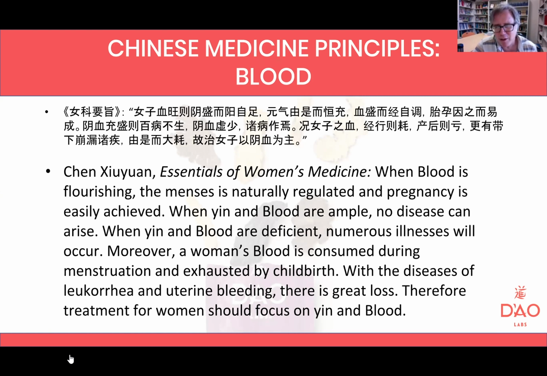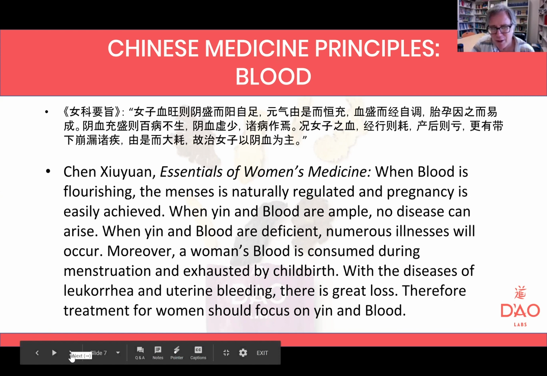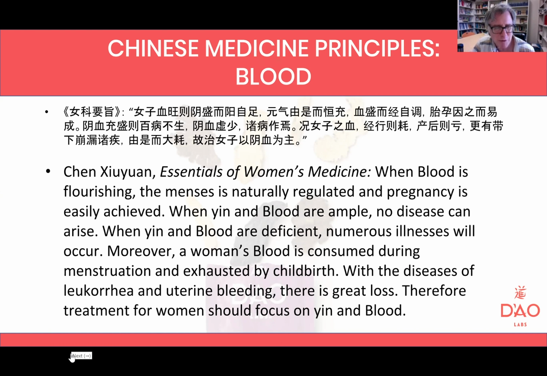When yin and blood are ample, no disease can arise. When yin and blood are deficient, numerous illnesses will occur. Moreover, a woman's blood is consumed during menstruation and exhausted by childbirth. With the diseases of leukorrhea and uterine bleeding, there is great loss. Therefore, treatment for women should focus on yin and blood. Some of you may have heard the expression that blood is the foundation, or the root, of woman. This is what this quote is getting at.